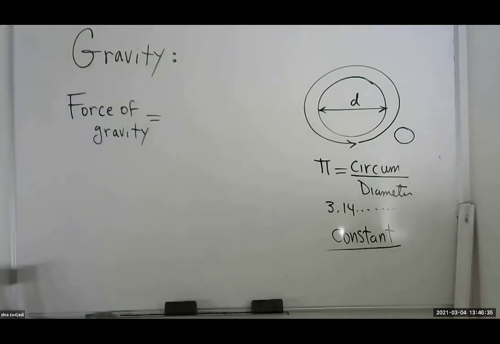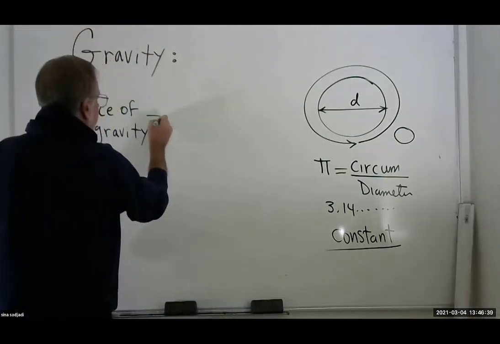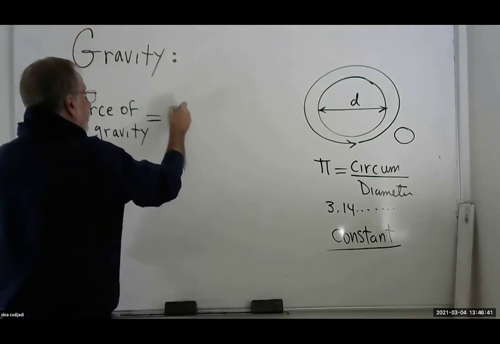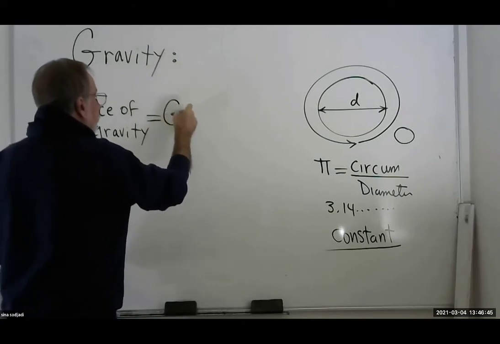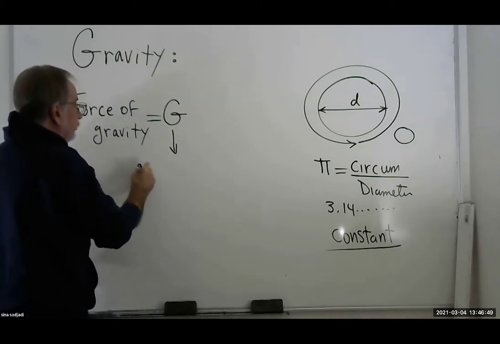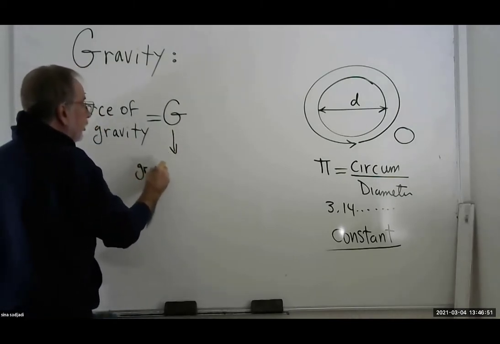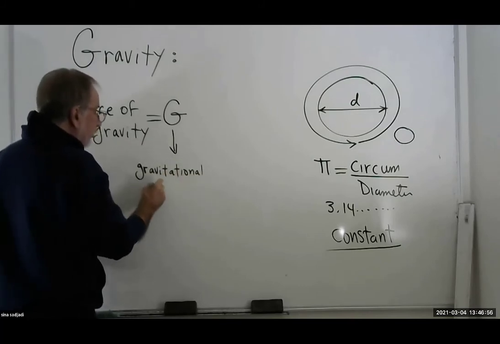So I'm going to give you a constant here because there's a constant in here. I want to make sure you guys know what a constant is before I give you a constant. So force of gravity is equal to G, capital G. This is called the gravitational constant.